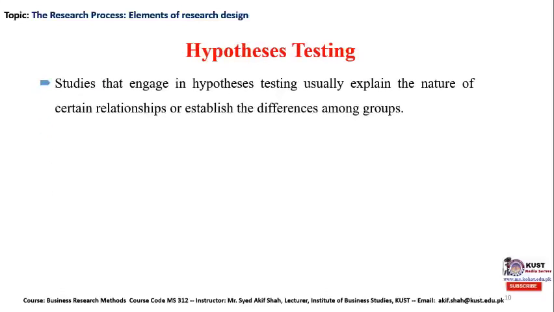Now let's come towards the third type of study, which is known as research work based on hypothesis testing. The studies that engage in hypothesis testing usually explain the nature of certain relationships. In this kind of study, the researcher is interested to develop the relationship between two variables, or if the variables are more than two, then they develop the relationship amongst the variables. Like one could be a dependent variable and there could be three independent variables which might be influencing the dependent variable, which is the prime interest of the researcher. Or we can also establish the differences among the group members.